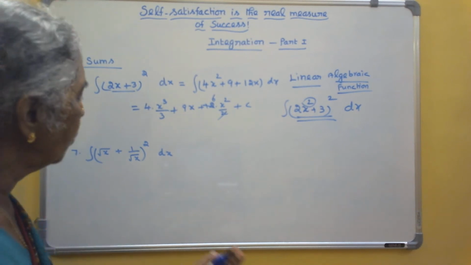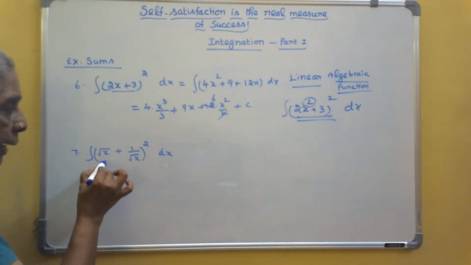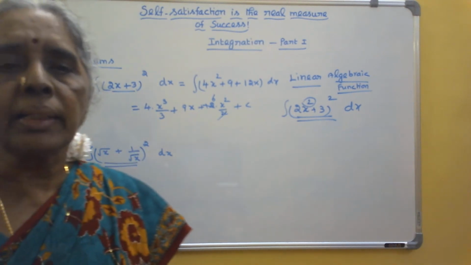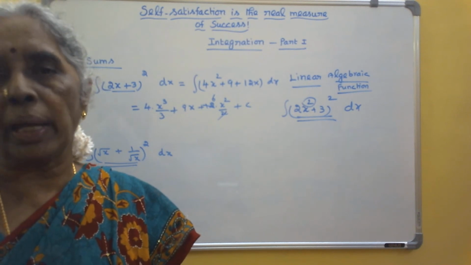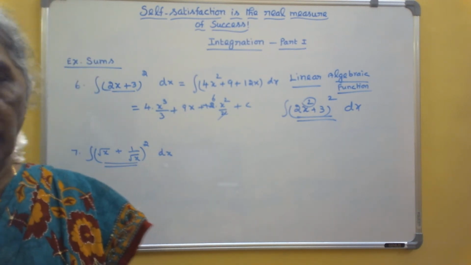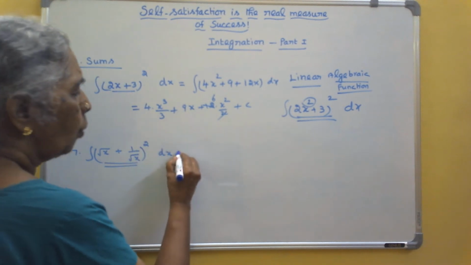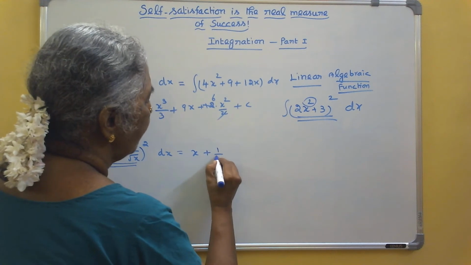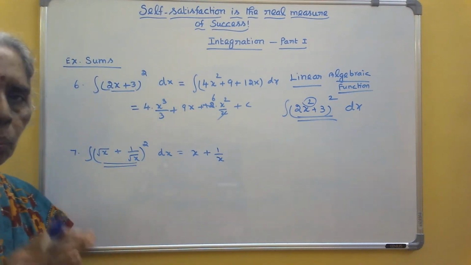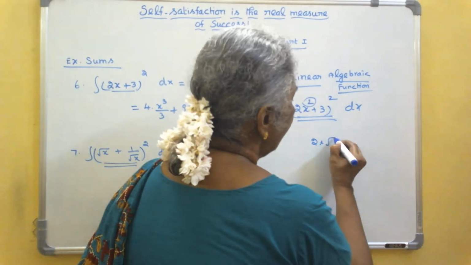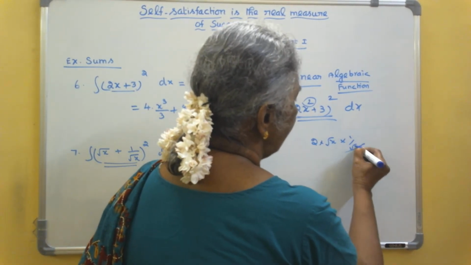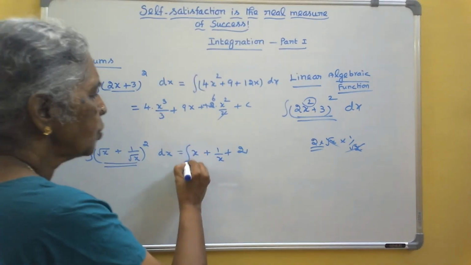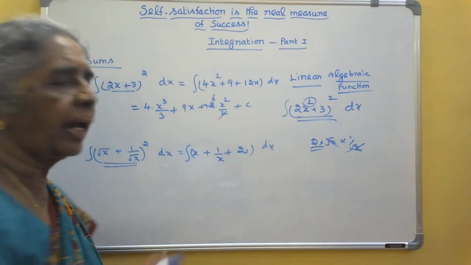Now, coming to this one, again this is not a linear algebraic function. So definitely I have to expand it using (a plus b) the whole square, and only then proceed with this sum. Here, root x the whole square will be x, correct? 1 by root x the whole square will be 1 by x. Then 2 into root x into 1 by root x means this root x and this root x will go. I will be getting only a 2. So this will be in my integration.